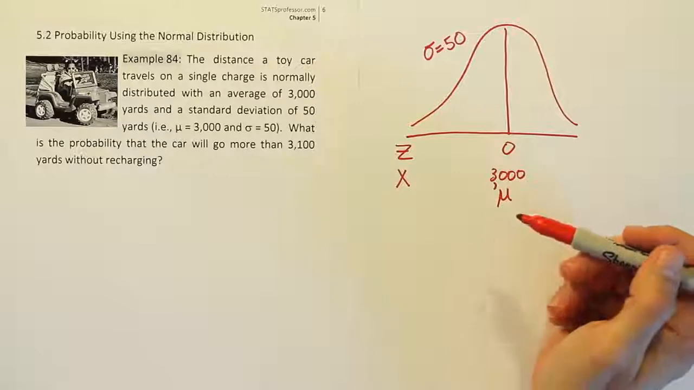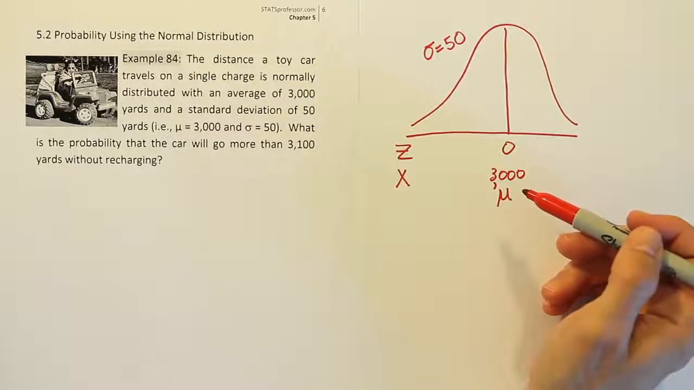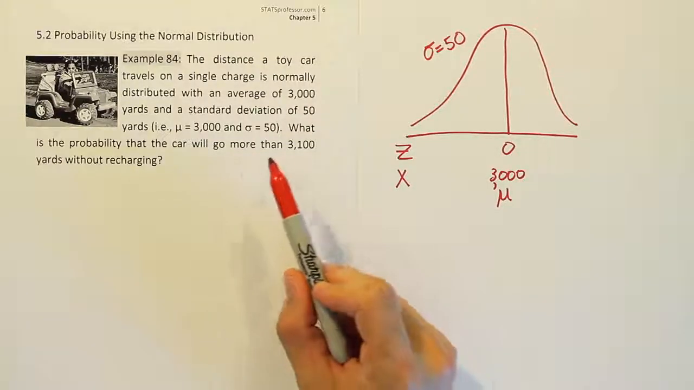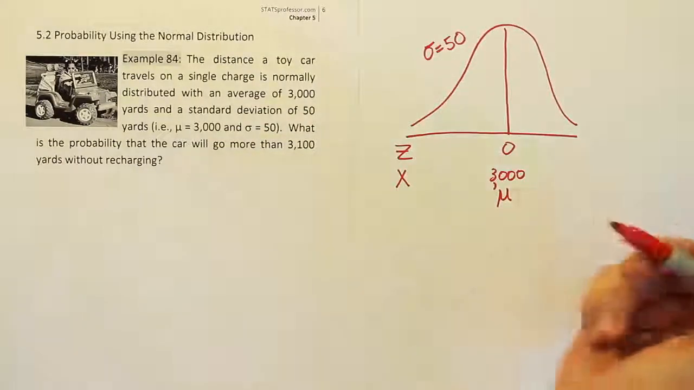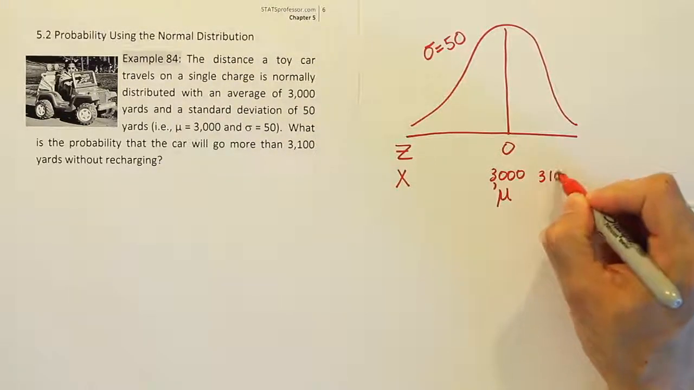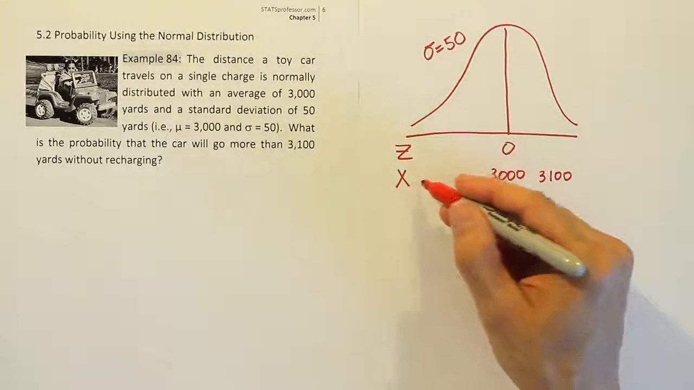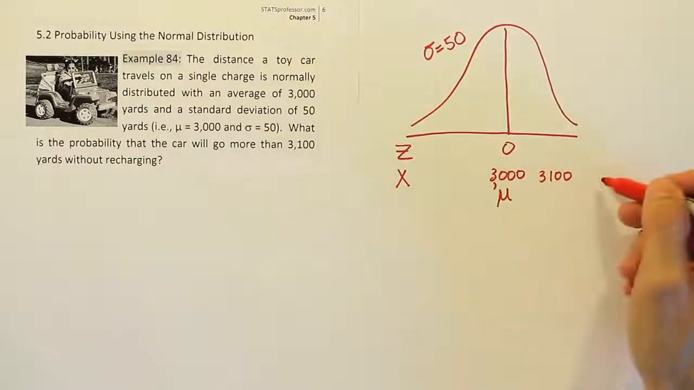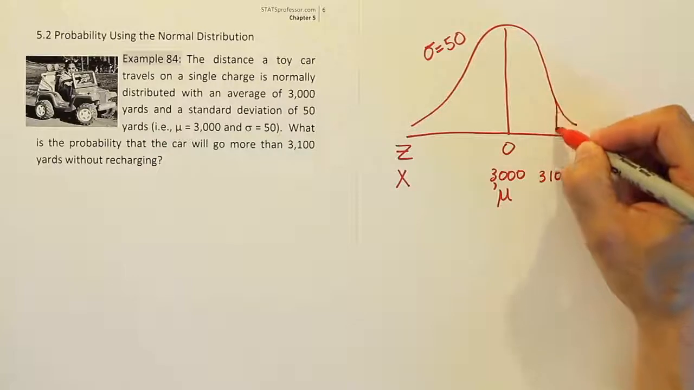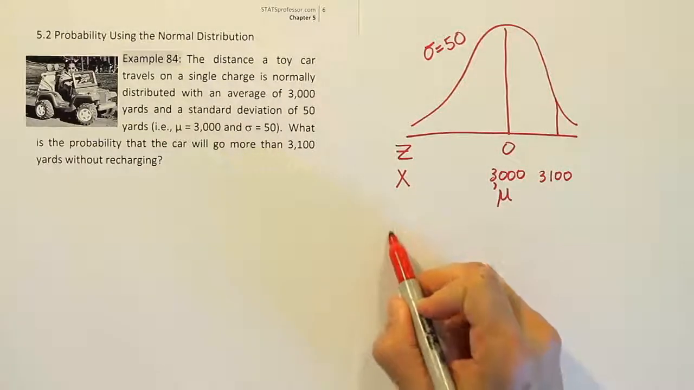Now, the last thing we need to do for the drawing is to put the number that they ask us about on the curve. They say, what's the probability that the car will go more than 3,100 yards without recharging? So 3,100 is to the right of 3,000, right? On this x number line, important that it's on the x number line, we put that value. I draw a line where that value is located, and then I think about what probability I'm looking for.